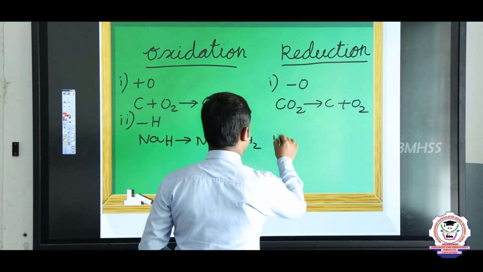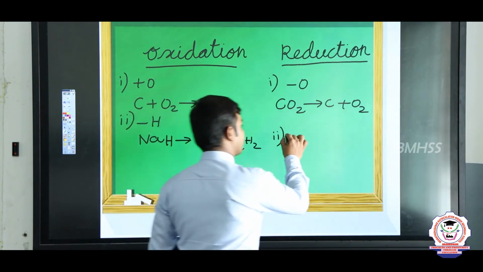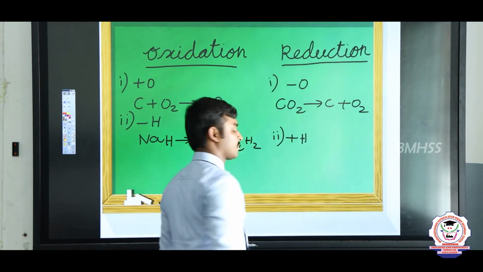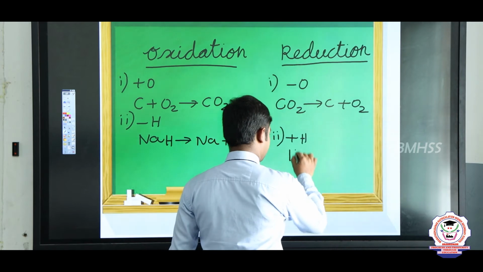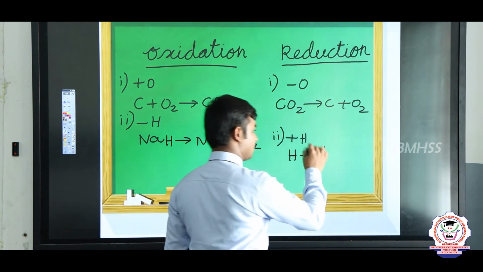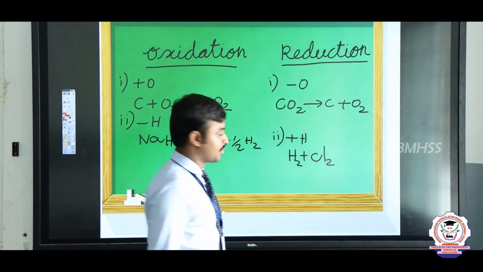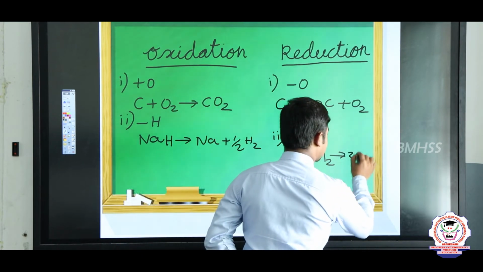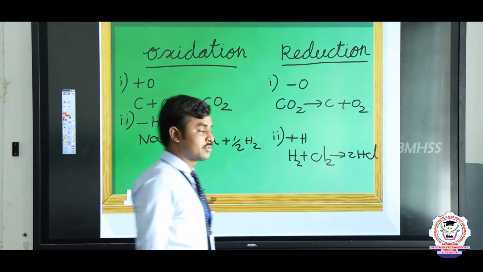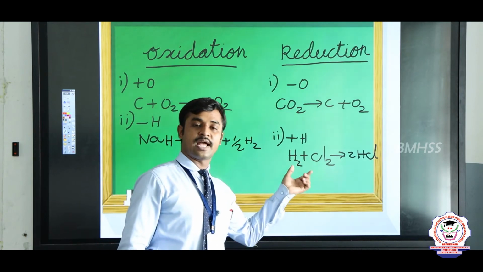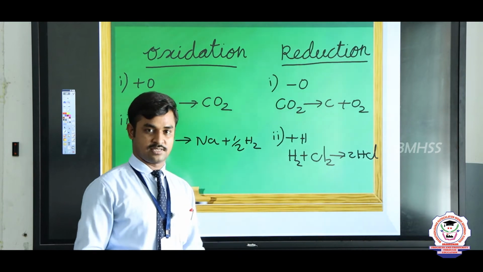As per the opposite, we can say reduction is addition of hydrogen. By addition of hydrogen, reduction can be written as: hydrogen reacts with chlorine. When hydrogen reacts with chlorine, it forms hydrochloric acid, 2HCl. So, in this chlorine adds hydrogen to form hydrochloric acid. This is the example for a reduction reaction.